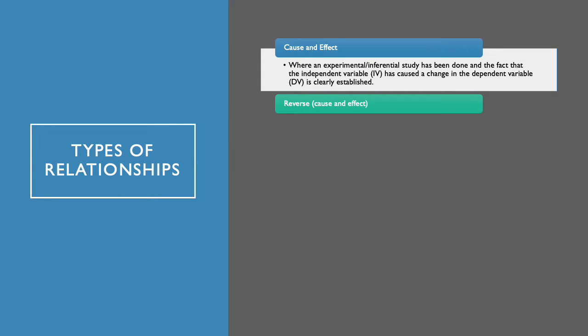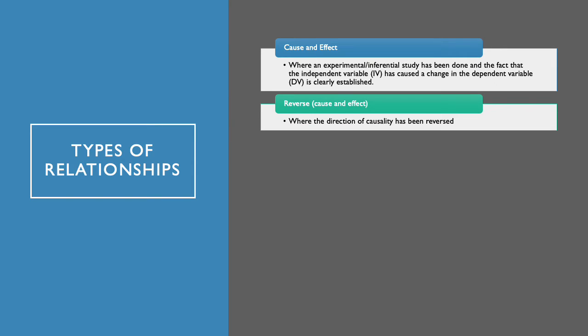The second type is actually reverse cause and effect. It basically means that when someone was hypothesizing what this relationship was and why it was occurring, they thought the independent variable was causing a change in the dependent variable. But what is actually occurring is the dependent variable is causing the change in the independent variable. So it's actually in reverse. So the y is causing the change in the x.